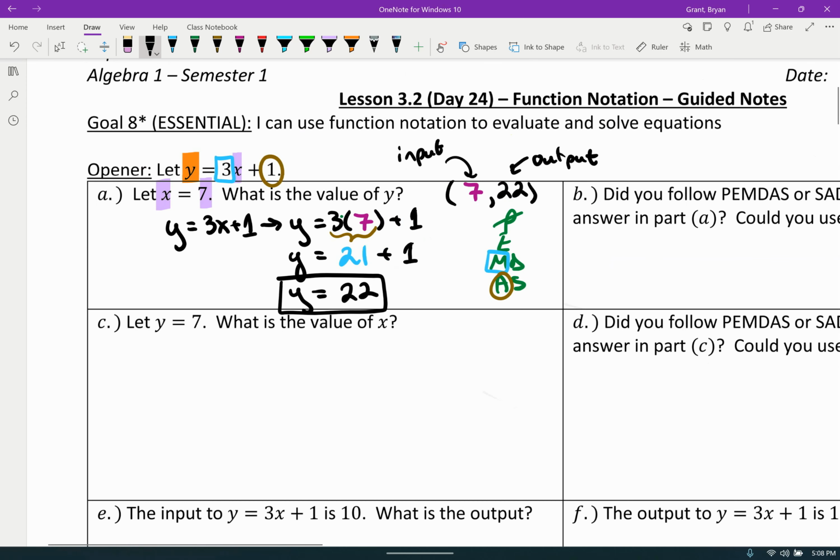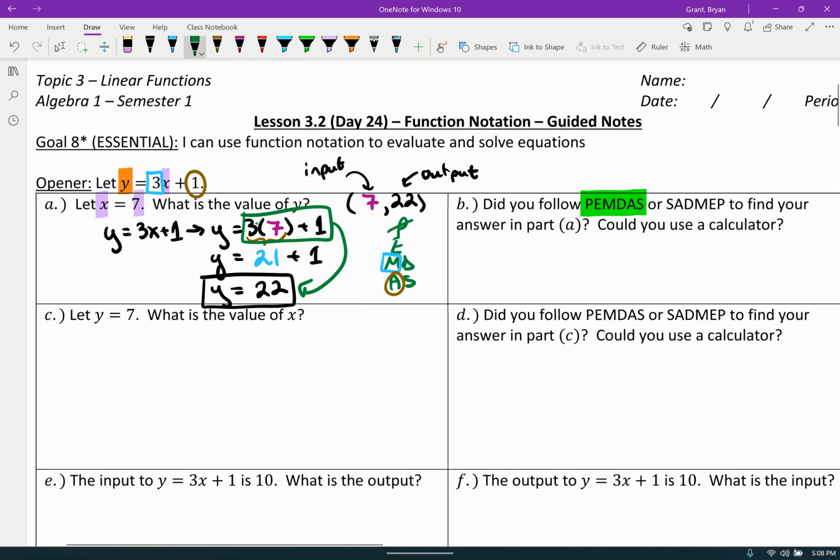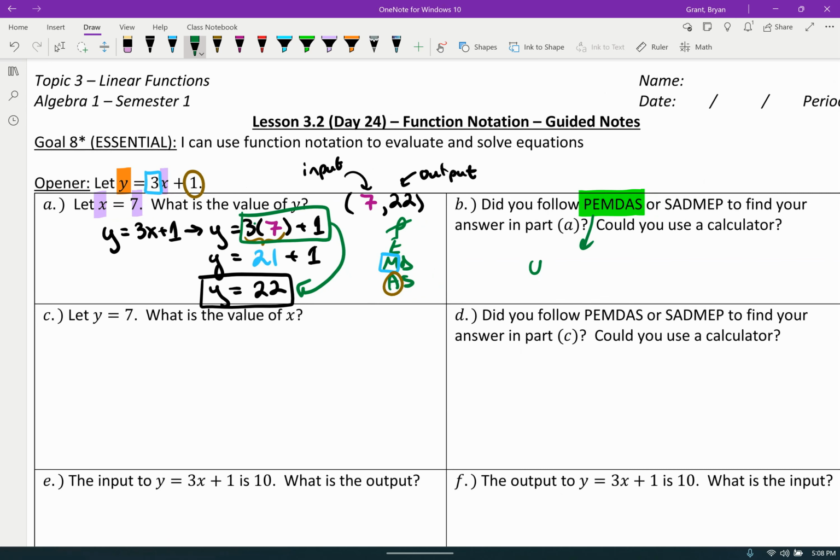And we now have enough knowledge to answer part B, where part B said, do we follow PEMDAS or SADMAP? We talked about PEMDAS. And it also asked, could we have used a calculator for this? And the answer is yes, a calculator should be capable of typing in one entire side of an expression as long as there's no variables, no x's or y's, hitting enter and coming up with the answer. So whenever you're doing PEMDAS, yes, you can use a calculator.